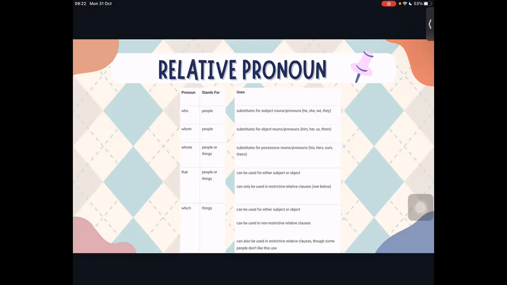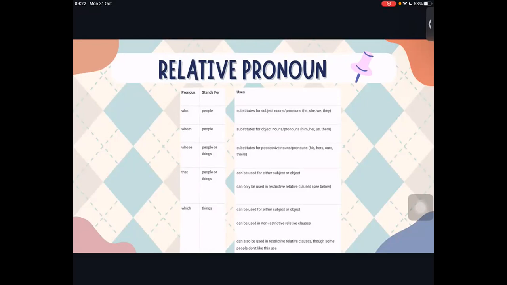First, who stands for people, used as a substitute for a subject noun or pronoun, such as he, she, we, they. Second, whom stands for people, used as a substitute for an object noun or pronoun, such as him, her, us, them. Third, whose stands for people or things, used as a substitute for a possessive noun or pronoun, such as his, her, ours, theirs.